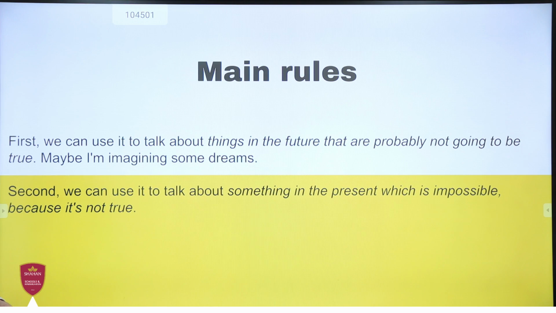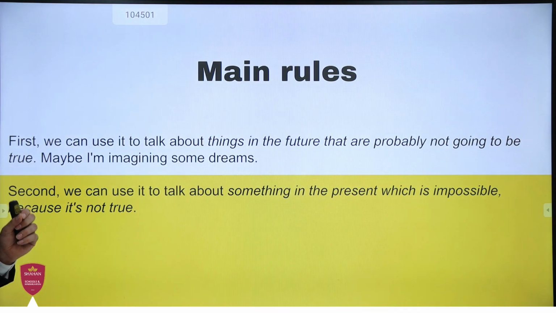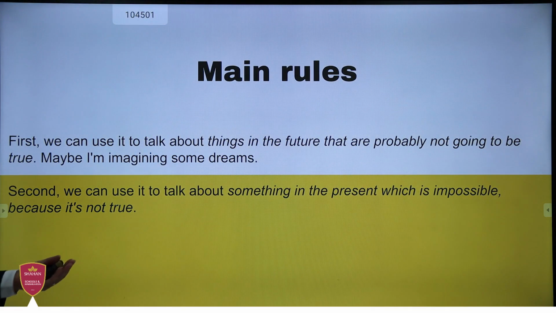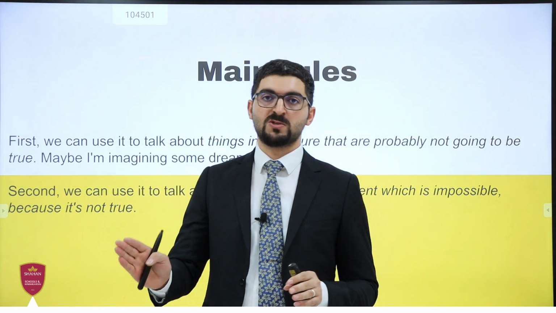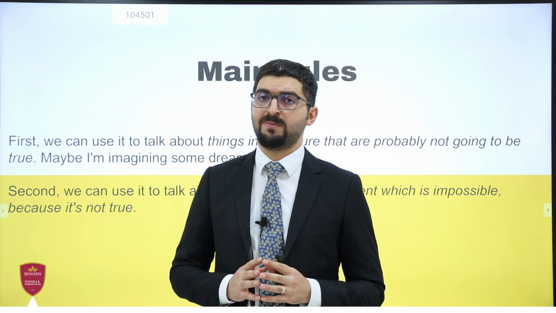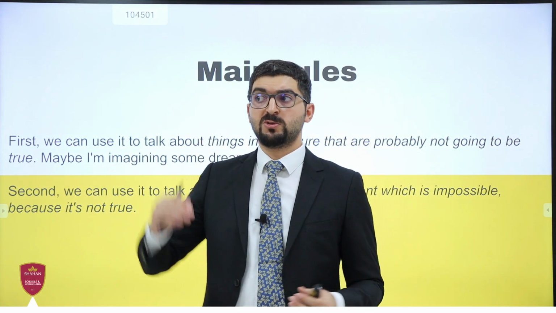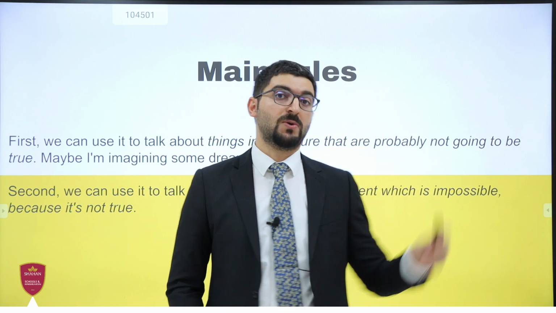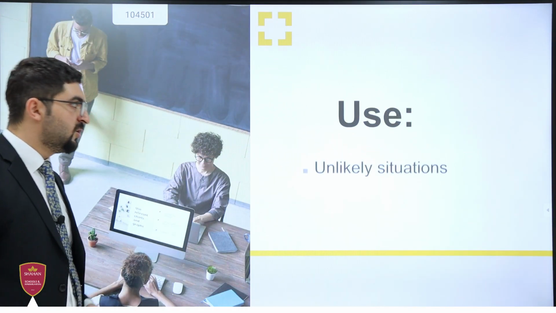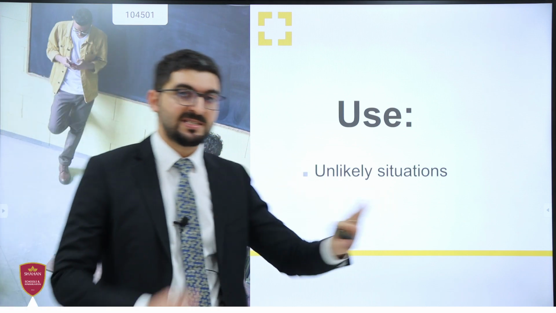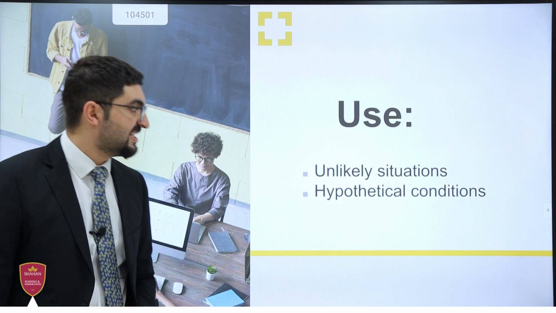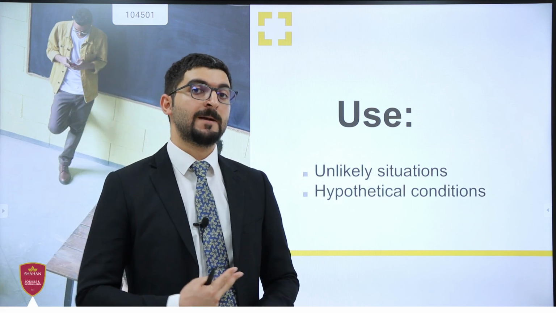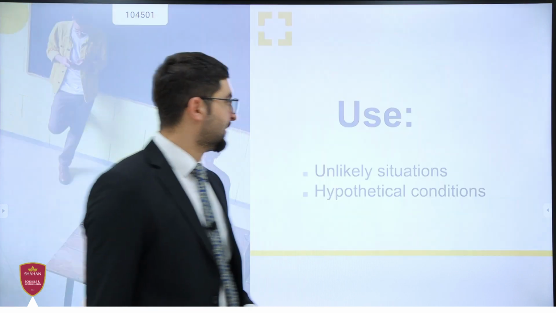And also, secondly, we can use it to talk about something in the present which is impossible because it's not true. So simply, guys, we can use it for the future and for the present as well. But it is impossible to happen, so it's not possible, about the future and the present too. So the use is for unlikely situations, or hypothetical conditions. We can use it for these two different situations.